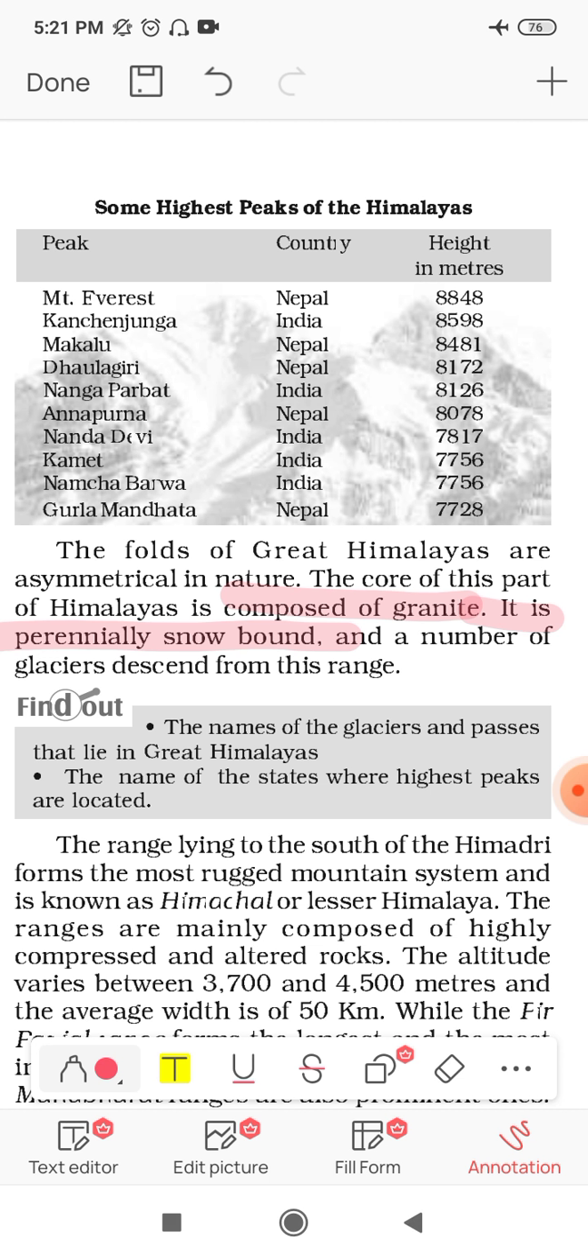As you can see, a number of glaciers descend from this range because of the height. This area is fully covered by glaciers as well as snow, and that's why we have the perennial rivers here. We have Indus, Brahmaputra, Ganga and its tributaries. All these originate from this range of Himalaya because this area is fully covered by snow. Because of that, it is possible that throughout the year these rivers have water. So they belong to the category of perennial rivers.